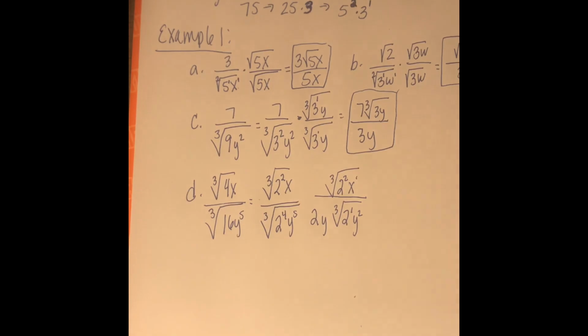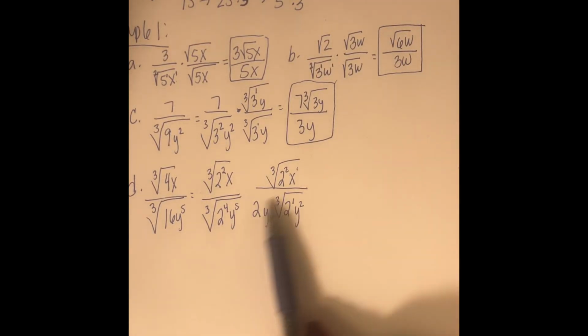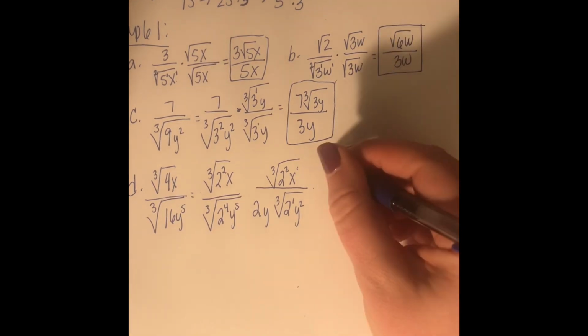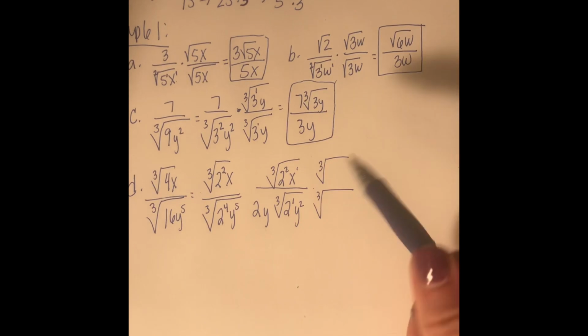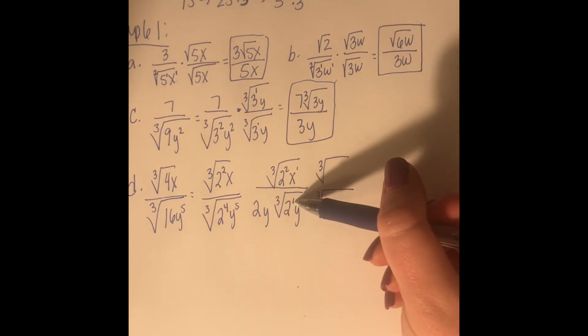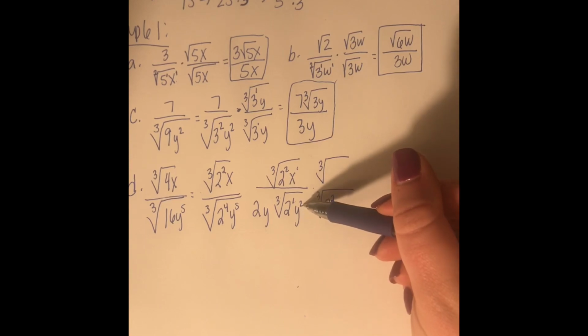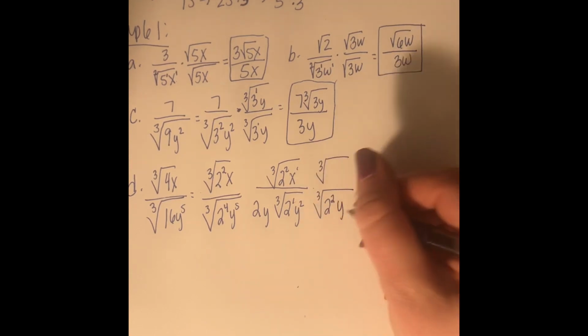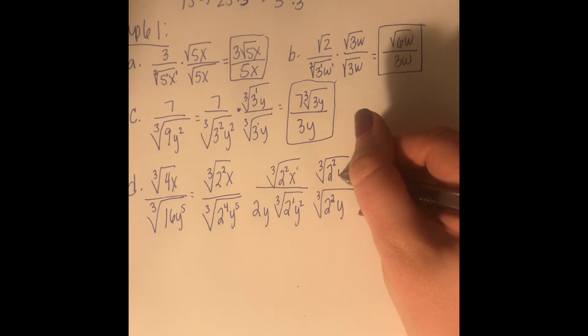All right, so now we're taking this 2y is fine, but this cubed root right here is not. So again, we're going to multiply the numerator and the denominator by the cubed root of something. How many more 2's do we need to make a group of 3? 2 more. How many more y's do we need to make a group of 3? 1 more. So we're going to multiply the top and the bottom by the cubed root of 2 squared y.